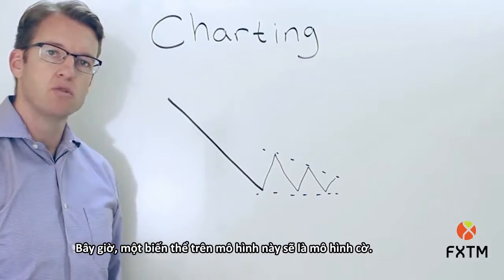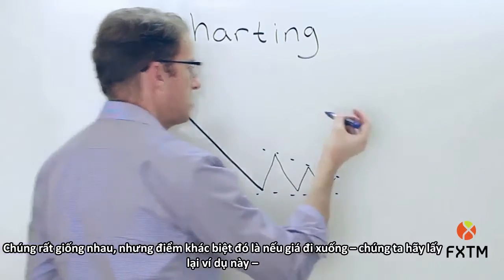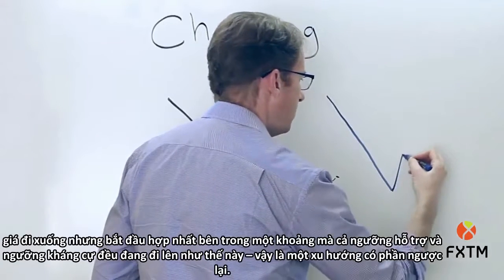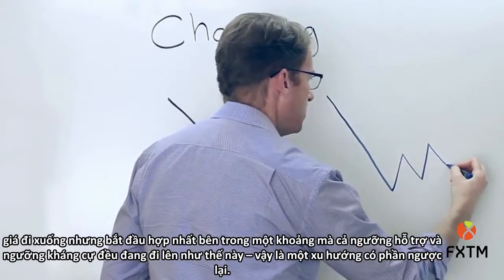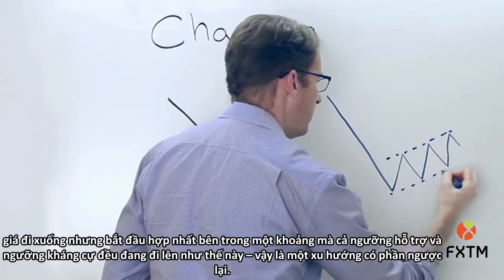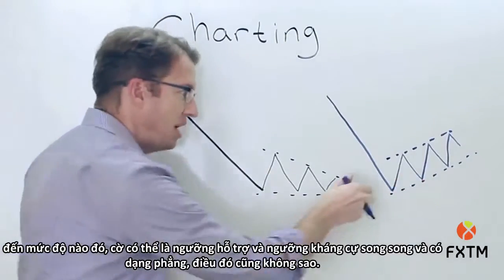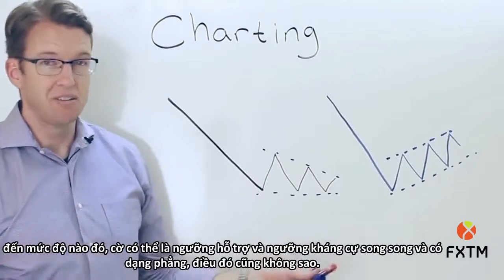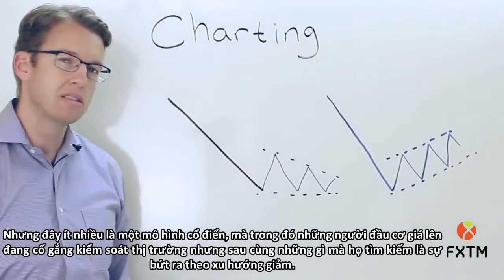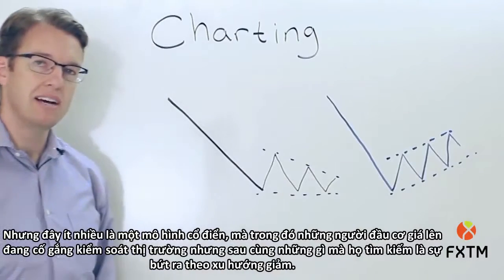Now, a variation on this would be a flag. They're very similar, but the difference being that if the price was going down, so let's do this example again, the price is going down, but it begins to consolidate within a range where both the support and resistance level is climbing, like this. So a little bit counter trend. Now, this is not necessarily a hard and fast rule. The flag can be somewhat parallel support and resistance levels and kind of flat. That's okay too. But this is more or less a classic pattern here where bulls are attempting to take control of the market, but ultimately what we're looking for is a breakout to the downside.